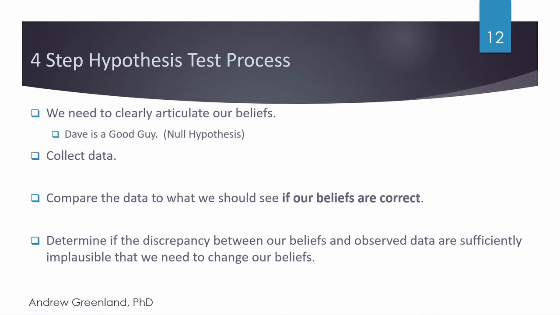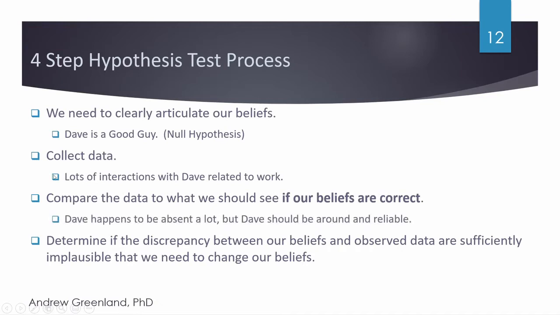Our baseline belief here, our null hypothesis, is that Dave is a really good guy. We have a lot of interactions with Dave related to work, and we compare the data. That is, we calculate some measure of our interactions with Dave, where we find out Dave happens to be absent a lot. But given our beliefs that Dave was a good guy, we would not expect to see this outcome. He should be around and be reliable.